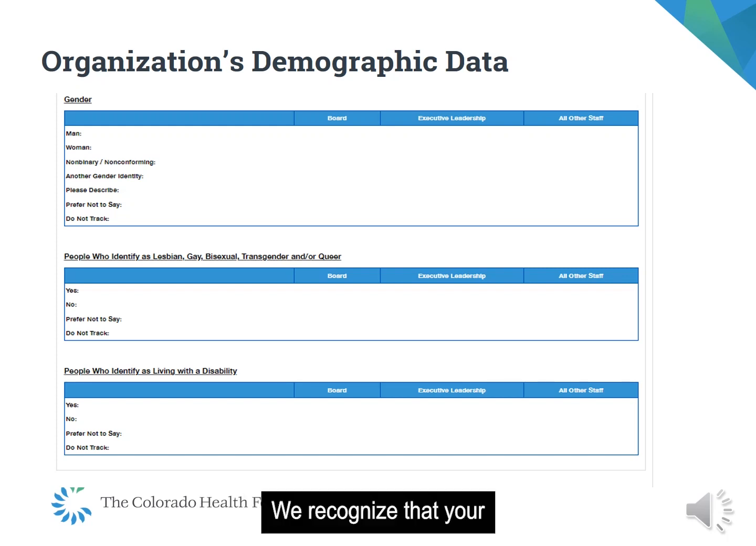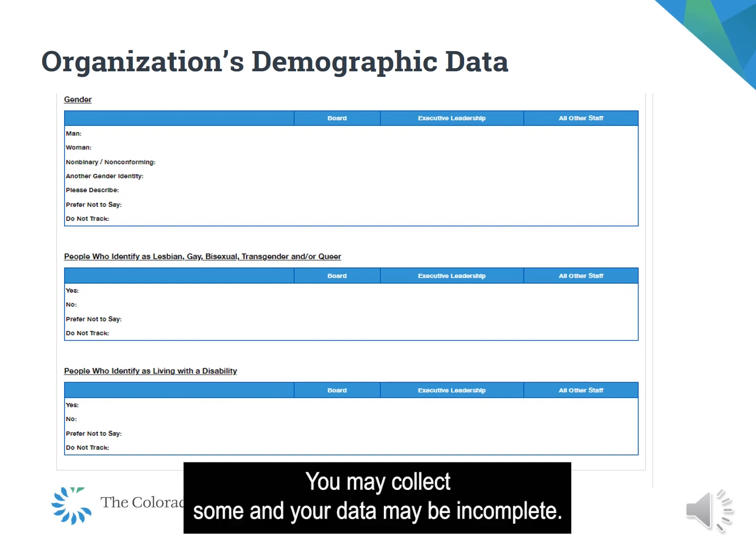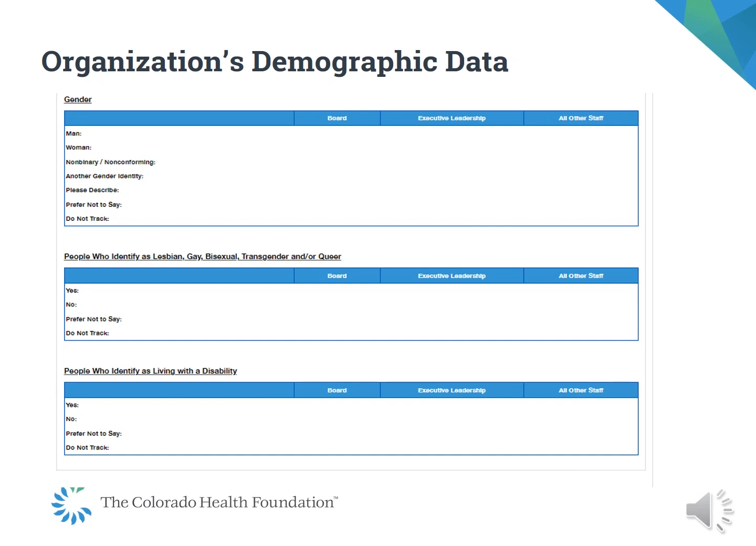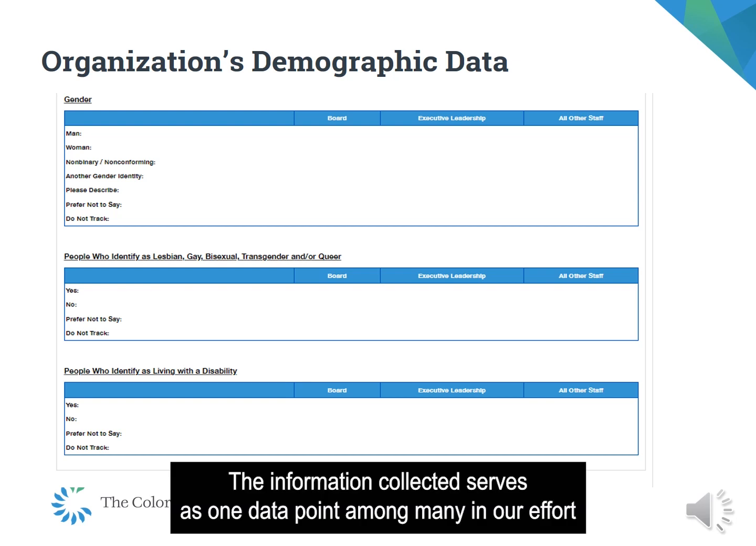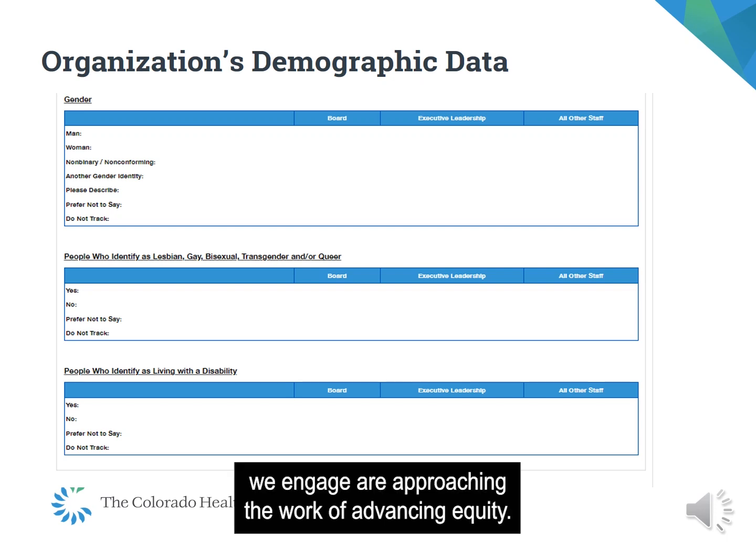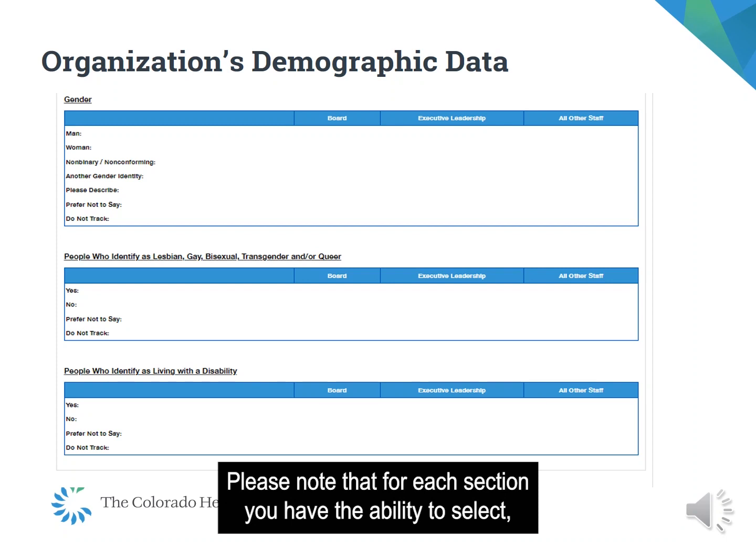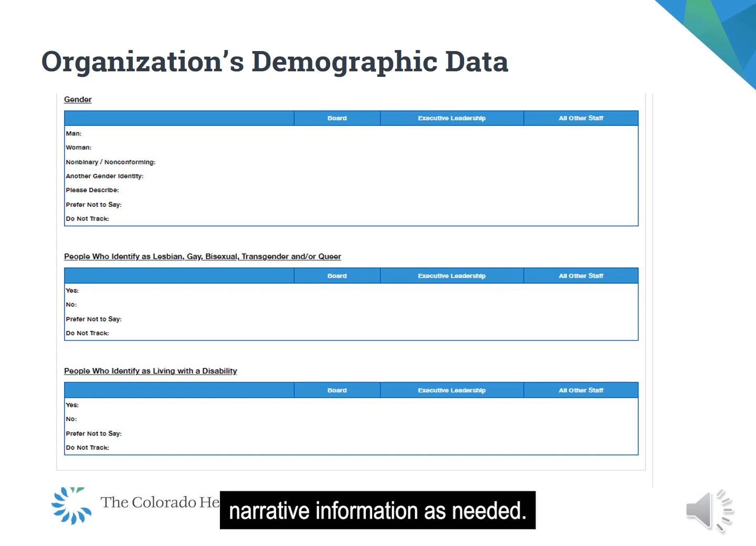We recognize that your organization may not collect all of this information. You may collect some, and your data may be incomplete. That's okay. We ask that you do your best to provide the information that you do have. The information collected serves as one data point among many in our effort to understand how those with whom we engage are approaching the work of advancing equity. Please note that for each section you have the ability to select Prefer Not to Say or Do Not Track and provide additional narrative information as needed.